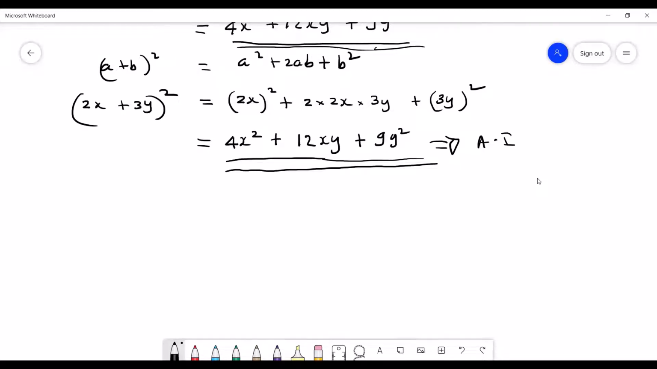Now let us consider one more multiplication, to see whether we can apply this algebraic identity or not. I am taking another question, question number 2. Here I want to find the square of 102. How can we use the algebraic identity here for finding the square of 102?